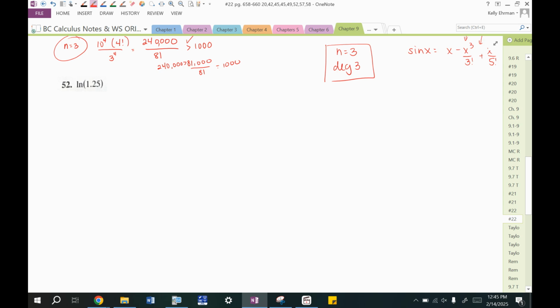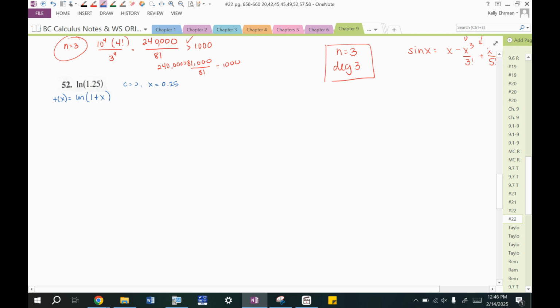I don't think so. I think it needs to be ln of 1 plus x. I keep talking myself in circles about this. Because we're centered at 0, when we plug into our formula, we can't have a 1.25 minus 0. That's going to throw off our formula. So I'm saying this is f of x. And so the center is still 0, but the x that we're trying to evaluate is at 0.25 instead of 1.25.